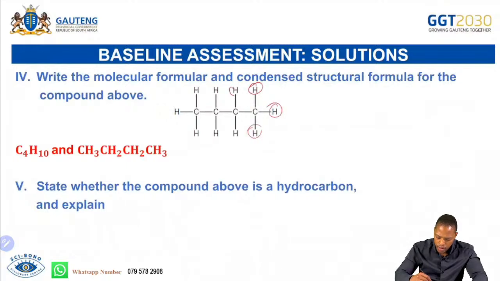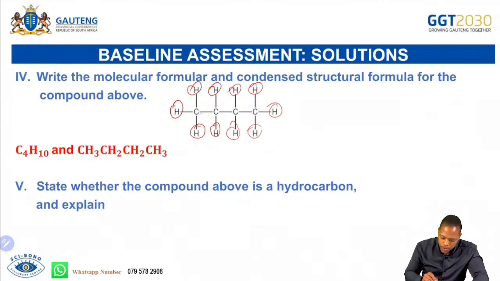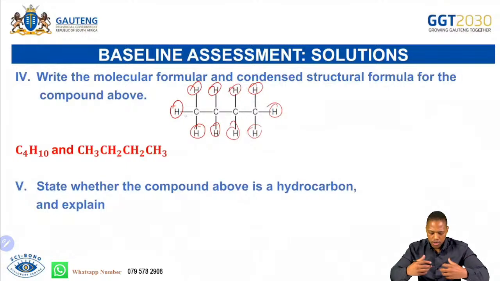1, 2, 3, 4, 5, 6, 7, 8, 9, and 10. So you have 10 hydrogens there. And then you're also asked to determine the condensed structural formula for this compound that is above. And then to do the condense, you simply just remove the bonds. You are condensing your structure. So just remove the bonds and write the carbons and the hydrogen.